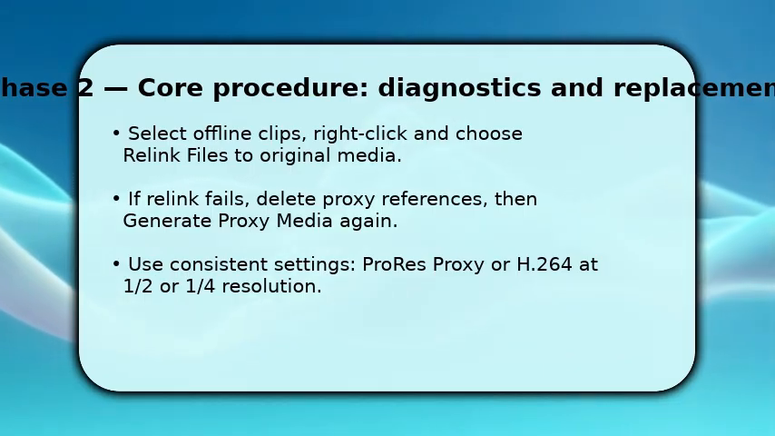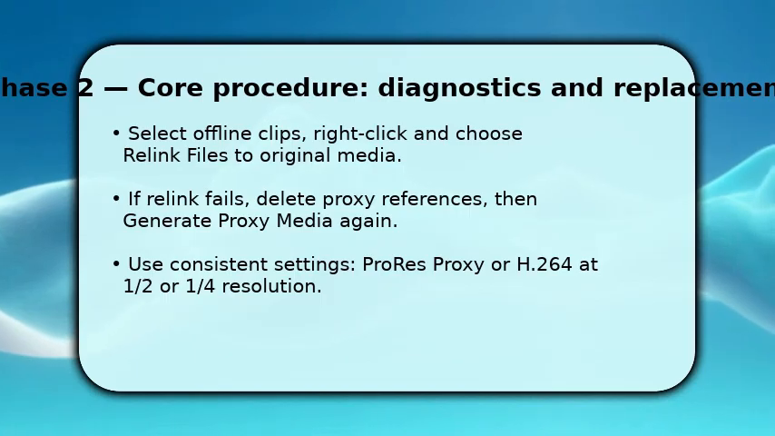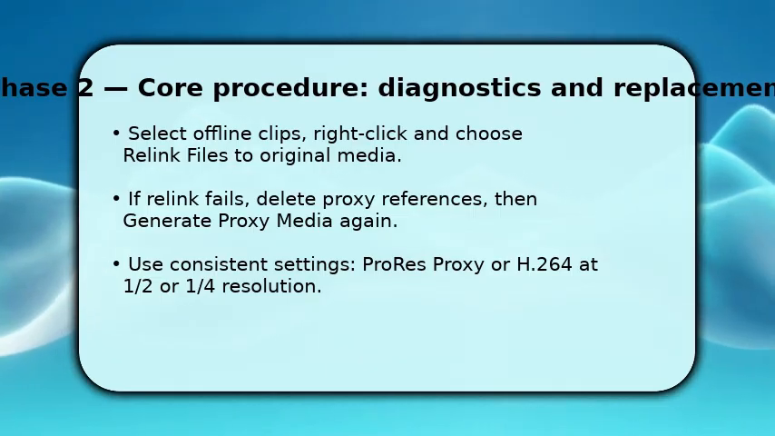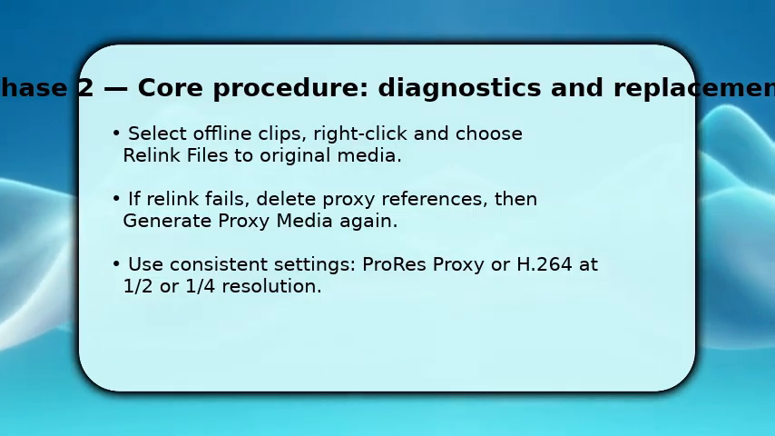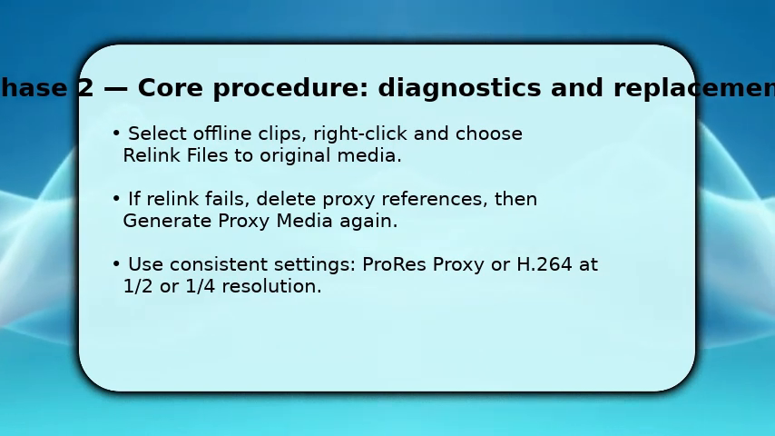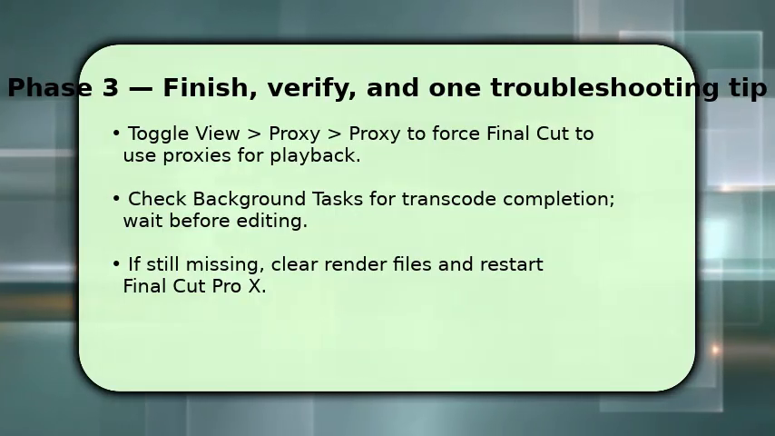If relinking fails, remove the proxy references and choose File, Transcode Media, Create Proxy Media so Final Cut regenerates proxies with the chosen codec. Make sure to use consistent settings like ProRes Proxy or H.264 at 1/2 or 1/4 size. Consistency prevents future mismatches.